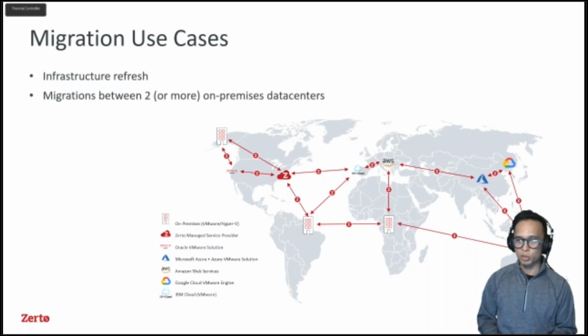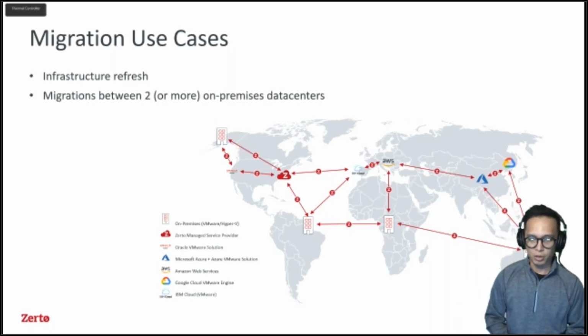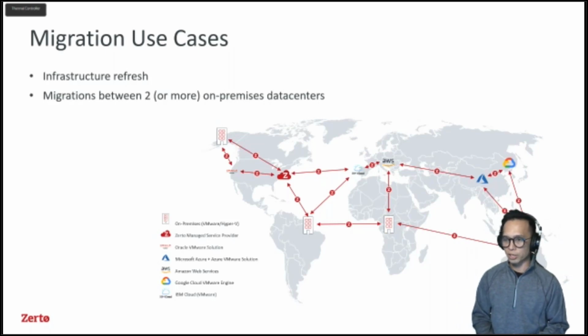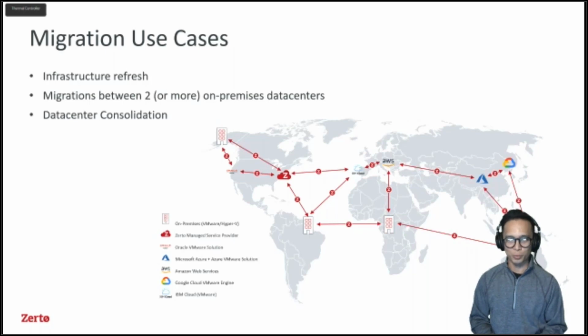So migrations between two or more on-premises data centers, this one's very popular. A lot of it tends to happen with mergers and acquisitions. We're talking data center consolidations as well. And we've got some pretty cool success stories around that, which we'll talk about later.